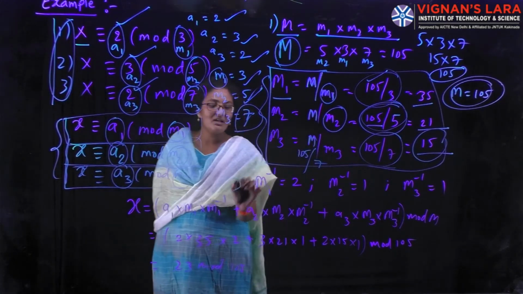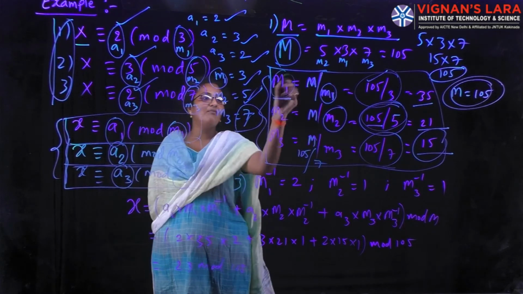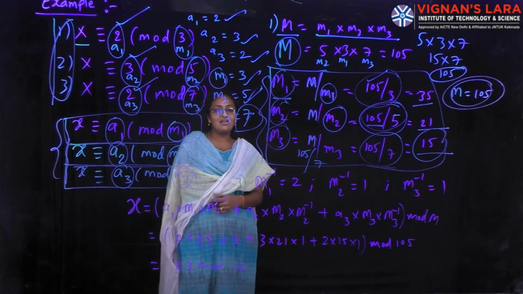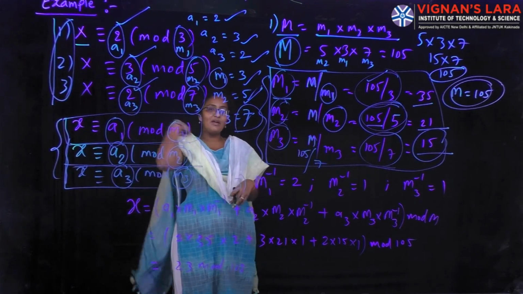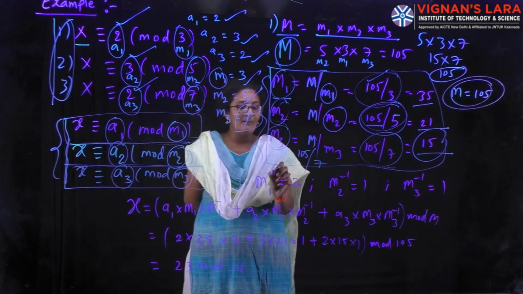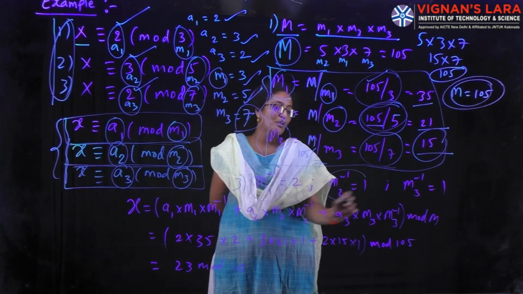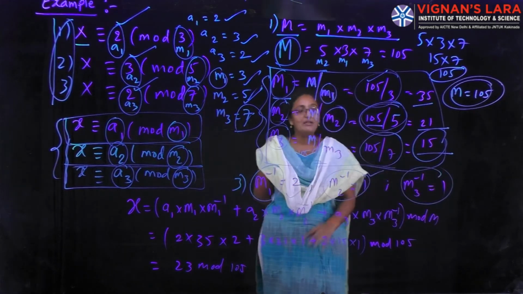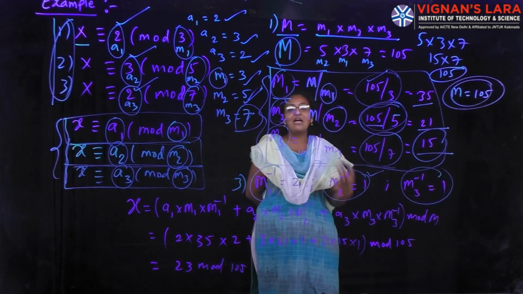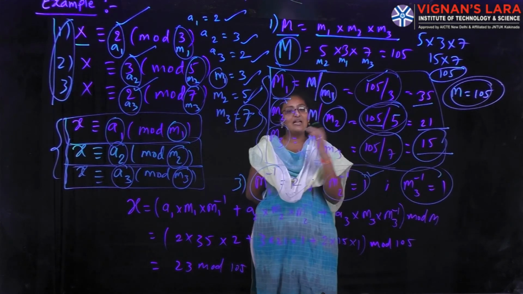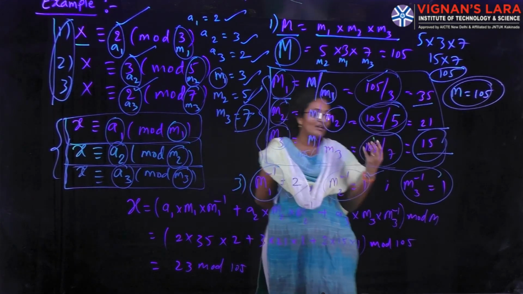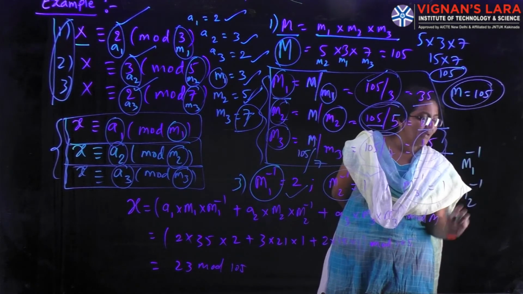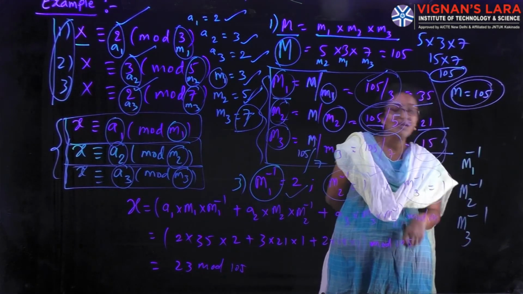What is step 3? Finding the multiplicative inverse of m1, m2 and m3. We have seen how to find the multiplicative inverse in the last class. By applying the same formula, we get: m1 multiplicative inverse is 2, m2 multiplicative inverse is 1, and in the same way m3 multiplicative inverse is 1. Using that same formula, we are finding the multiplicative inverse of each.